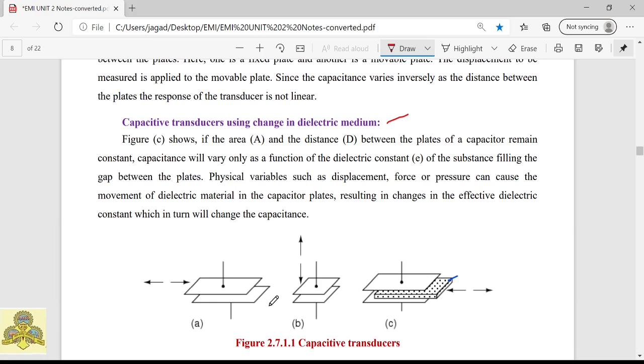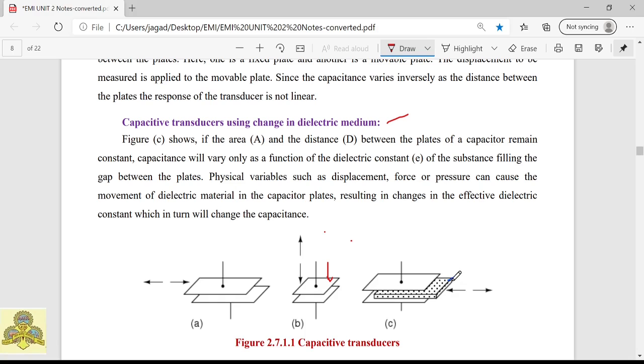So if you put a pressure on this plate, what happens? The plate moves towards the other plate. That means the distance is decreasing. The pressure makes this plate move towards the other plate, and the distance is decreasing. If the distance decreases, the capacitance increases. Hence we are converting that pressure into a change in capacitance. That can be done in the second case.